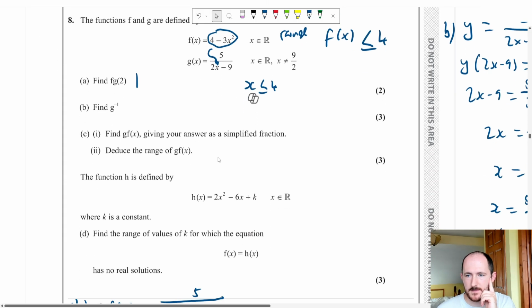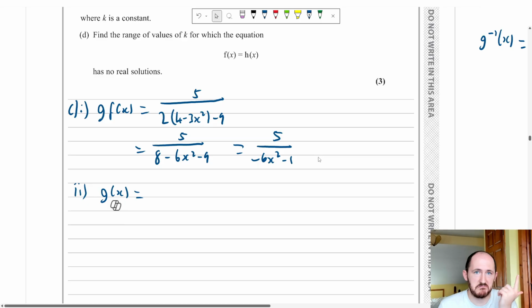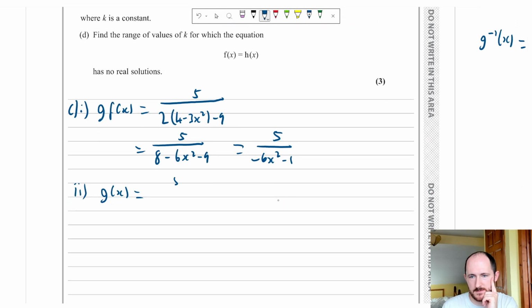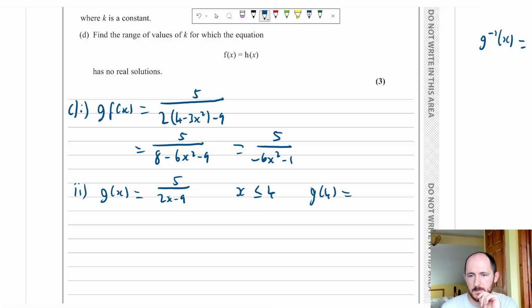If I sub that in, in fact, let's scroll down a little bit. If you notice, I'm not even using this equation, by the way. You don't need it. 5 over 2x minus 9. And we're subbing in values of x which are less than or equal to 4. Well, that means if I sub in 4, we get our biggest value, right? So g of 4 equals what? We get 5 over 2 times 4, which is 8. 8 minus 9 is minus 1. So we get 5 over minus 1, which is minus 5.